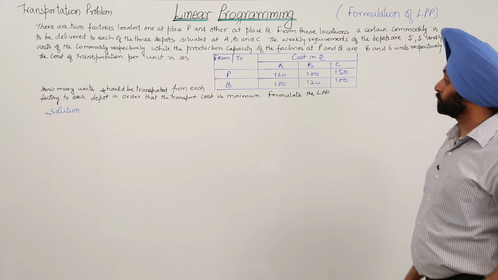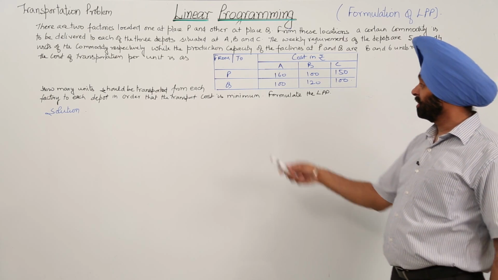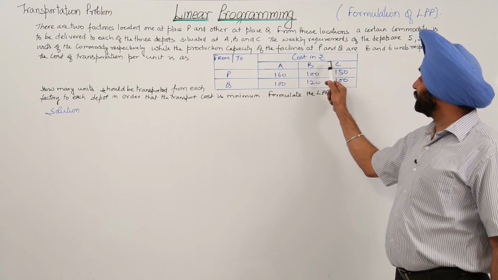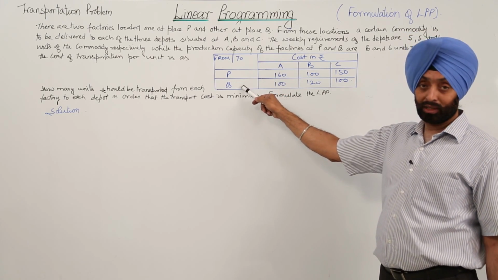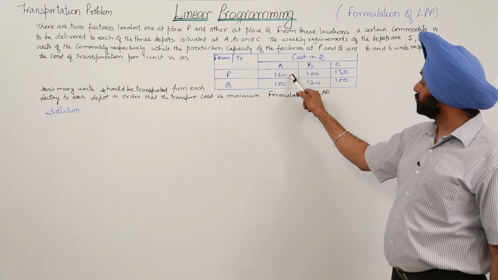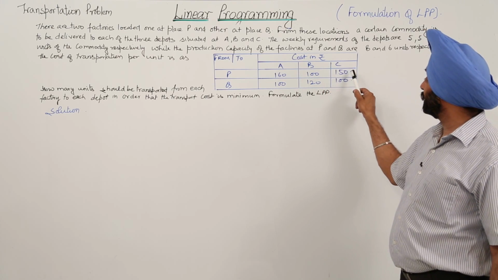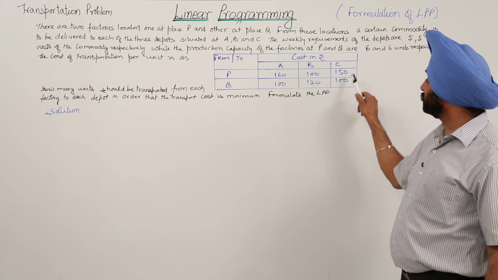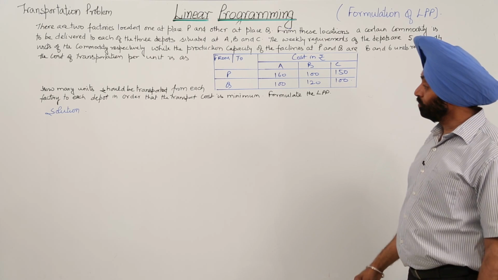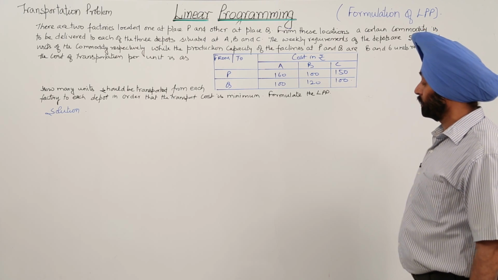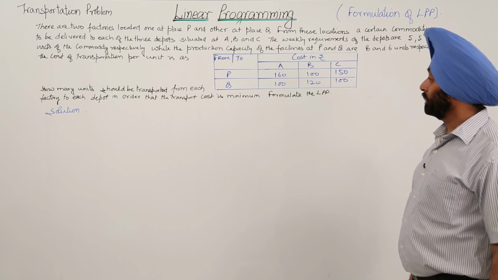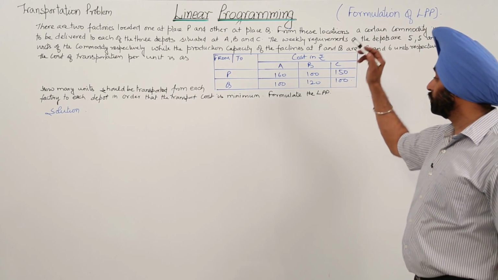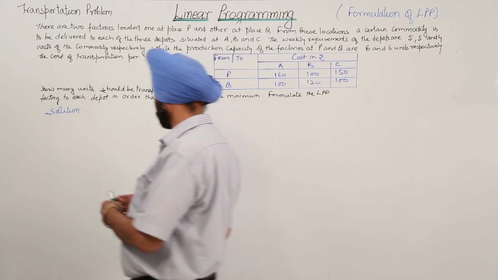The cost of transportation per unit, from and to, in rupees, for the 3 depots A, B and C, and the factories P and Q, is as follows: from P, 160 rupees to A, 100 rupees to B and 150 rupees to C. Similarly from Q, 100 to A, 120 to B and 100 to C. How many units should be transported from each factory to each depot in order that the transport cost is minimum? Formulate the LPP.